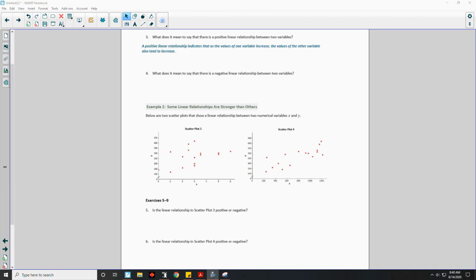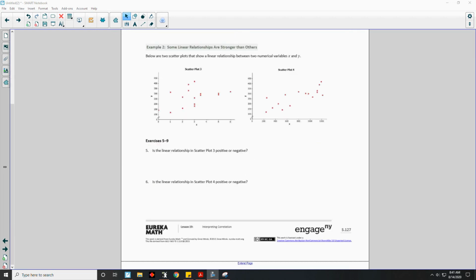Number 4, what does it mean to say that there's a negative linear relationship between two variables? A negative linear relationship indicates that as the values of one variable increase, the values of the other variable tend to decrease. So as one goes up, the other goes down. That makes a negative relationship.